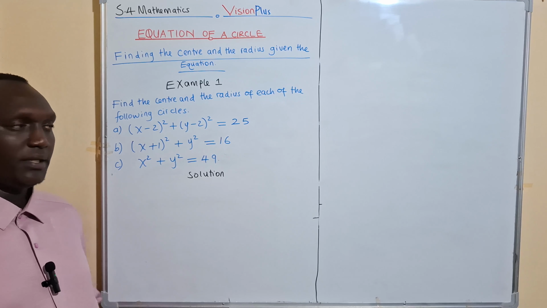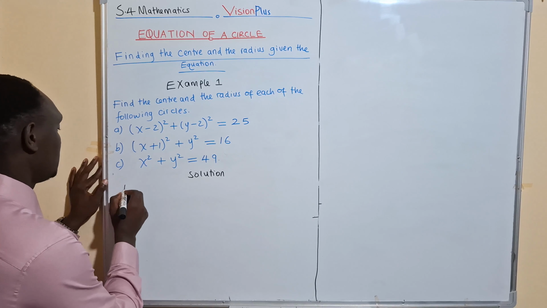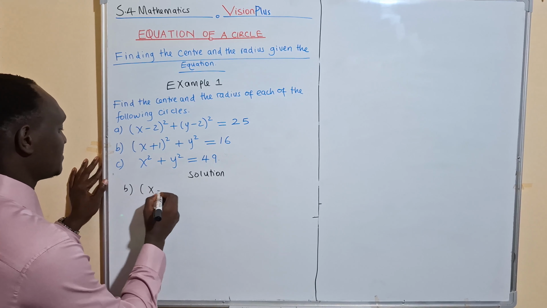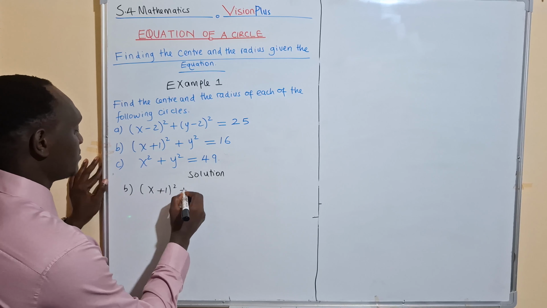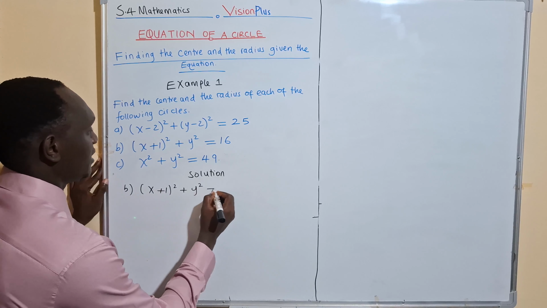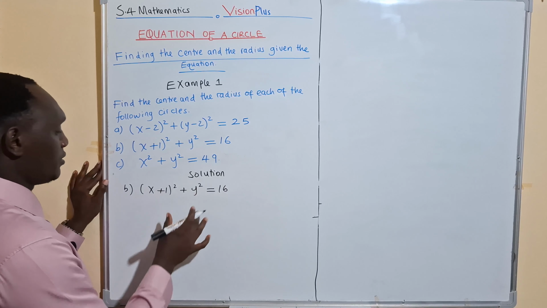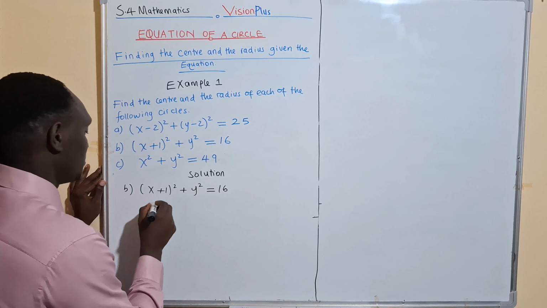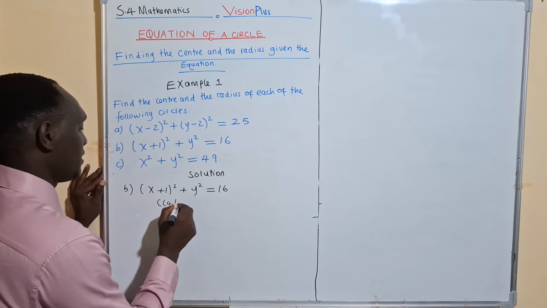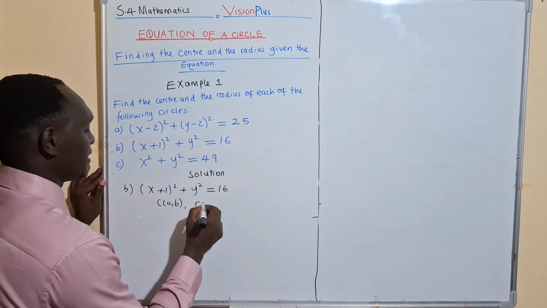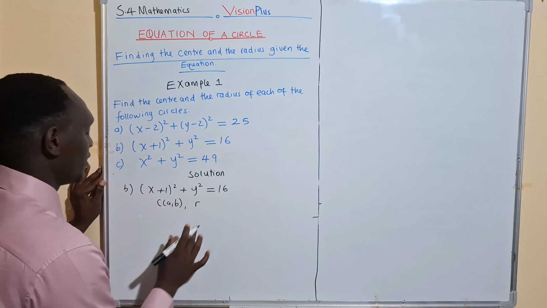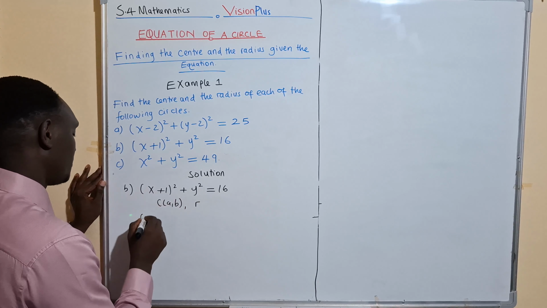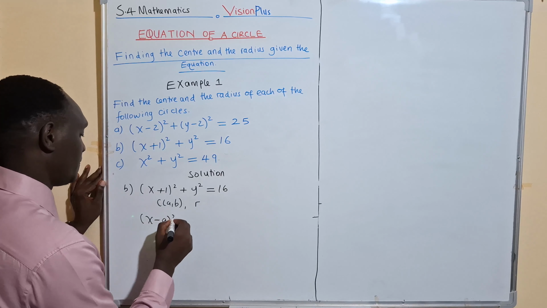And now going to part B. Part B, the equation is given as (x plus 1) squared plus y squared equals 16. So we need to find the center, which is A, B, and then the radius r. So what do we do here? Let us write the general form of the equation of the circle, then we compare.